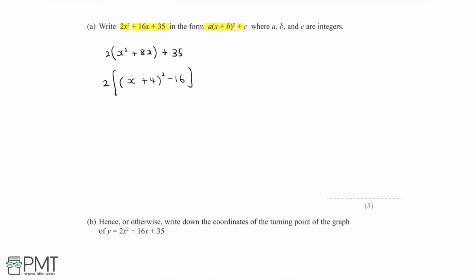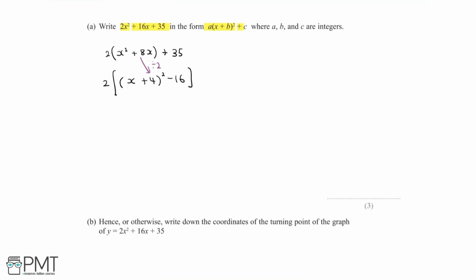And let's explain what we just did. Now the 4 is here because we did 8 divided by 2. When we complete the square, we divide the coefficient of the x term by 2. So if we had, for example, x squared plus 6x, in our brackets would be x plus 3 all squared minus 9. Or if we had x squared minus 10x, we would have x minus 5 all squared minus 25.